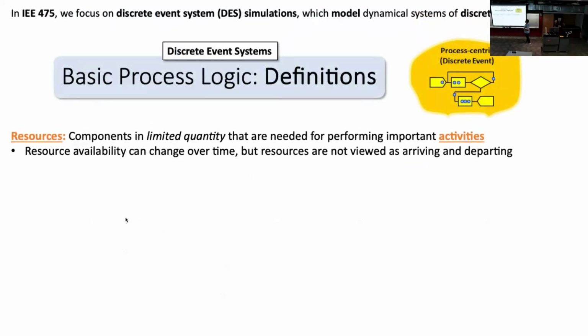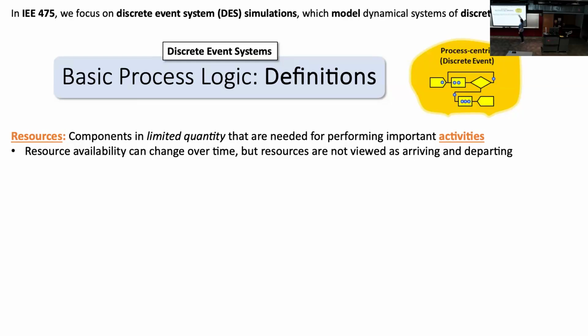All right, so that was systems and then specifically dynamical systems. Now in discrete event systems, which are a type of dynamical system, we have things called resources. These are things that are in limited quantity. They do not come and go. They can break down and there can be more of them that become available, but they aren't flowing through the system. But they are the things that are needed for system work to get done.